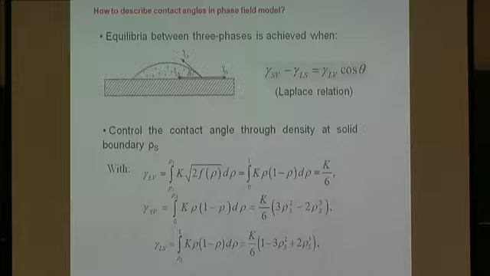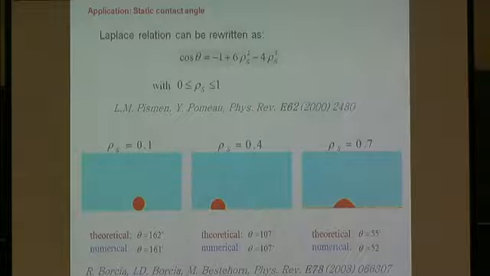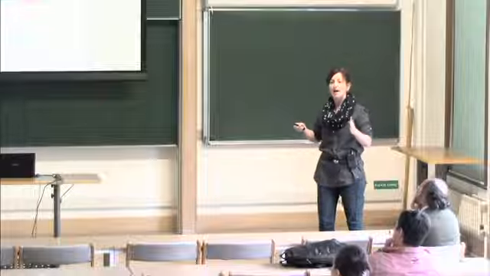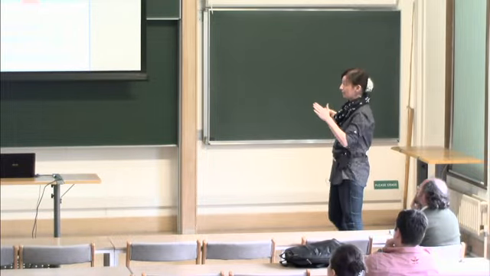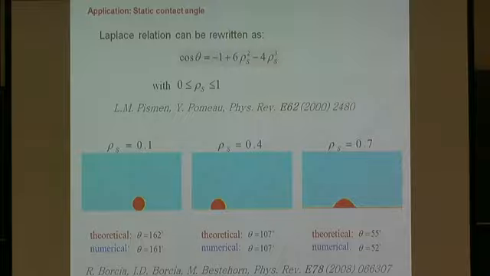In this paper, they have derived the interfacial energies, solid-vapor, liquid-solid, and liquid-vapor, in the phase field terms. They have replaced them into the Laplace relation and found an analytical formula which relates the static contact angle, theta, with the density at the solid boundary. So for rho s between 0 and 0.5, we'll have hydrophobic surfaces, and between rho s 0.5 and 1, hydrophilic surfaces.